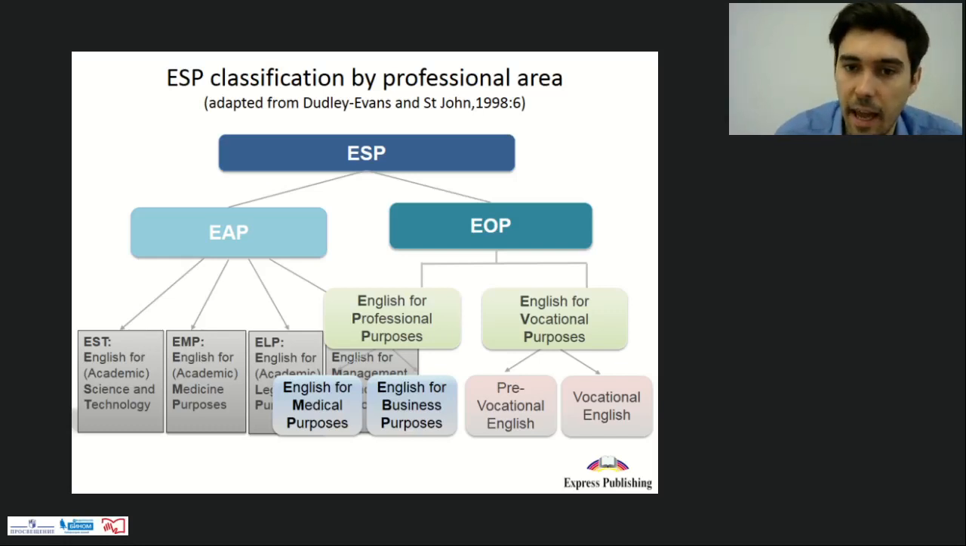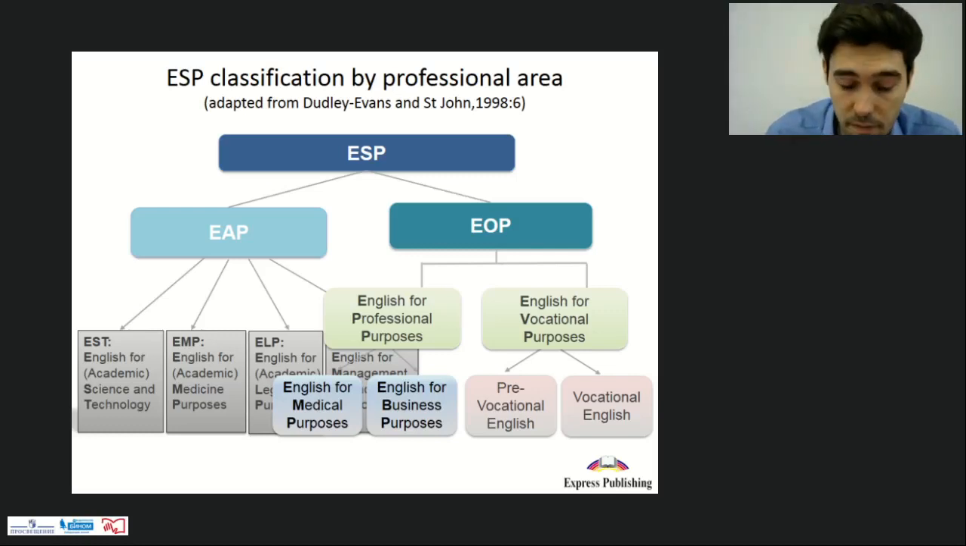Now, in both cases, in EAP and EOP, the English that is being taught and learned by the students is being learned with a specific goal. And this goal is for the learners to use English in their professional daily lives. So in this respect, ESP is very different from, let's say, a general English course, where the objective is to develop English skills on a more general basis, to understand the language, to be able to gain skills. An ESP course does the same, but it's more specifically focused on what the students or what the learners need for their job.